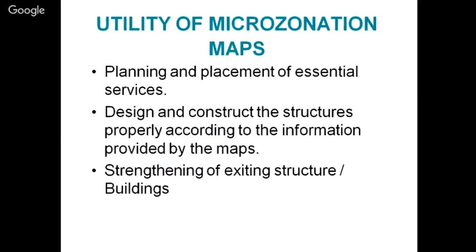Utility of microzonation maps. At what places can microzonation come up and serve us? Planning and placement of essential services. That is, as I told you, plumbing, your sewer line, your electricity line, your telephone line, your bus routes, everything can be planned, designed, changed, shifted according to your microzonation.